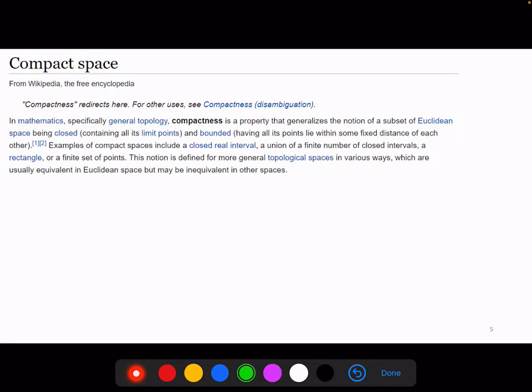sets to cover it. So if I give you something that's non-compact, say the open interval (0, 1), I could let Un be the interval from 1 over n to 1. So this is an open cover, no finite subcover. So it is very important that we have the endpoints for something like this.